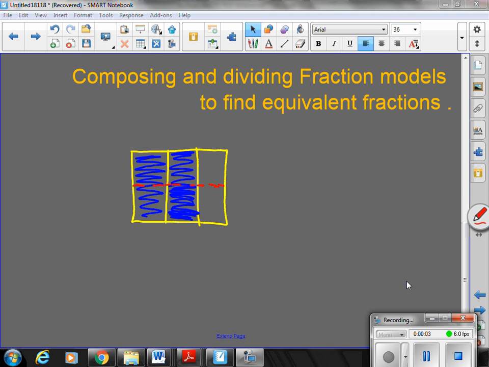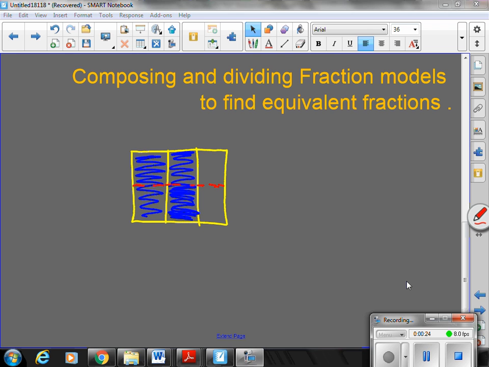Composing and dividing fraction models to find equivalent fractions. We've been talking a lot about decomposing. That means breaking down into smaller parts. Well, today we're going to talk about composing. Composing is the opposite of decomposing, which is building up fractions into larger parts. So it's the exact opposite.